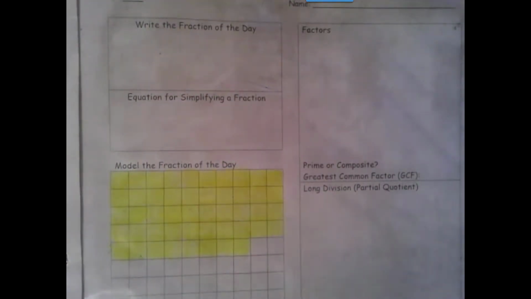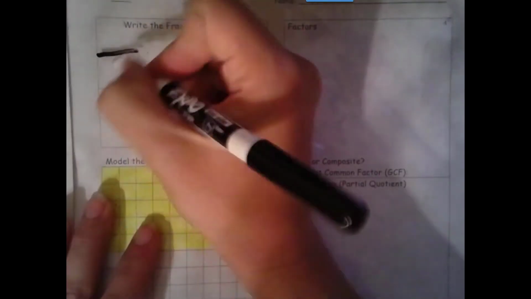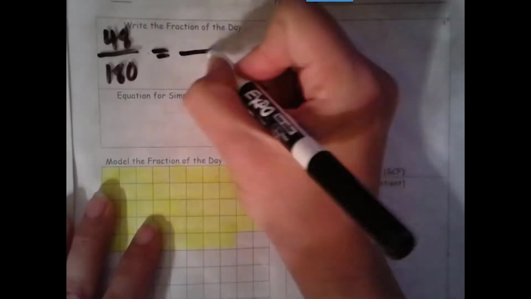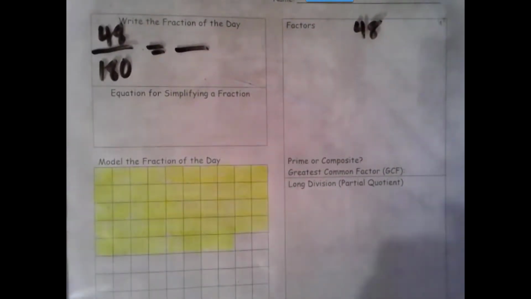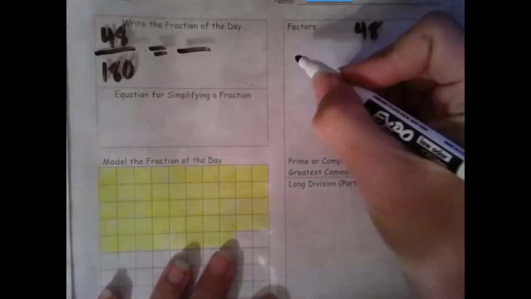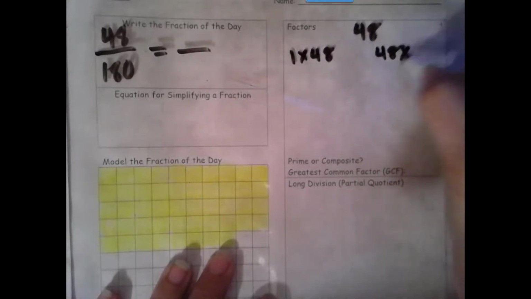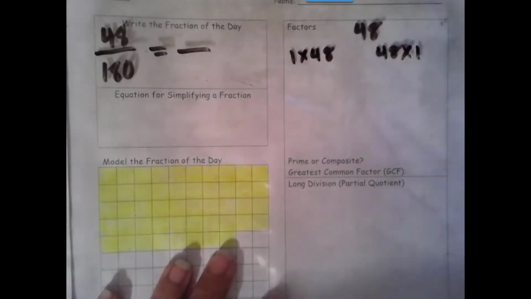All right. So our beginning fraction, our denominator is 180 because we have a total of 180 school days. We are on day 48. Let's find the factors of our numerator, 48. Two factors we always know are 1 and the number itself, using the commutative property of multiplication, 48 times 1.